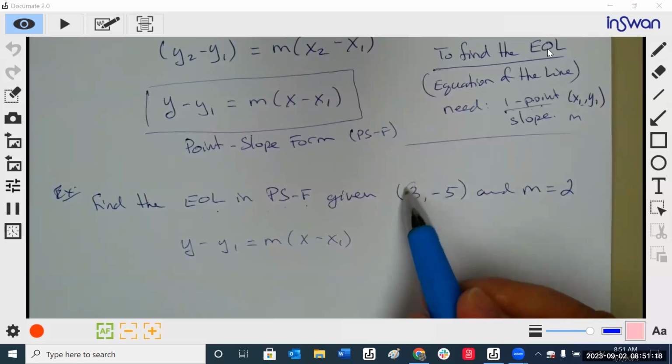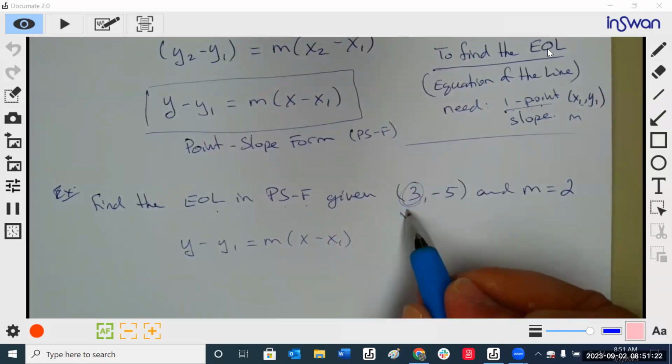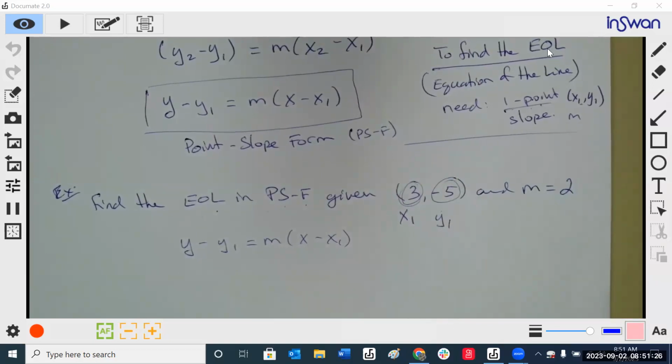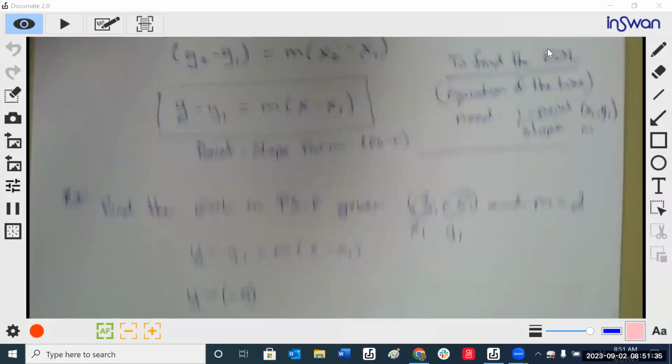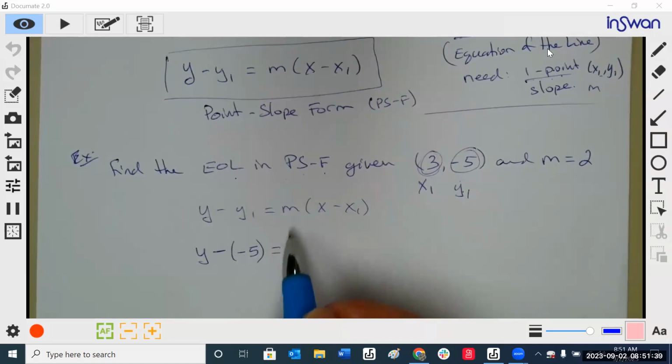So where does this number go? Yeah, this is x1. This is y1. So y minus, what is y1? -5. That's y1. Equals, what's m? X minus x1 is 3.